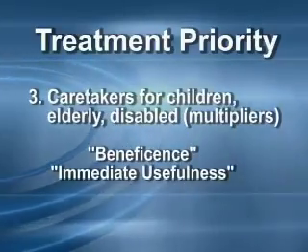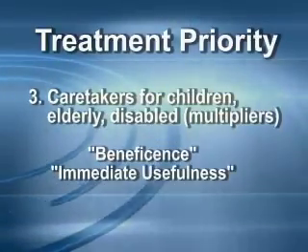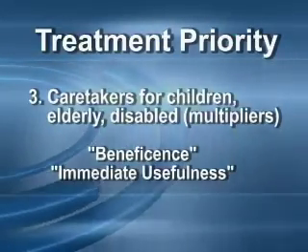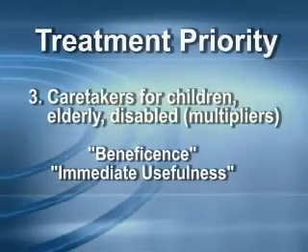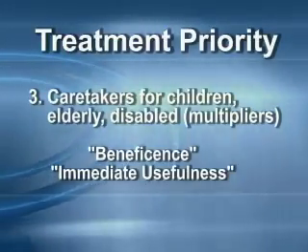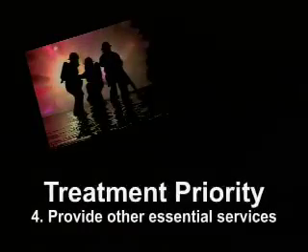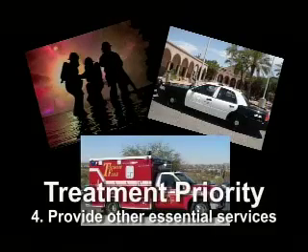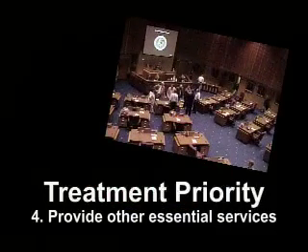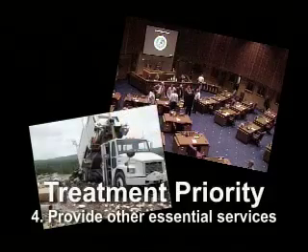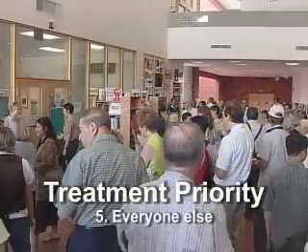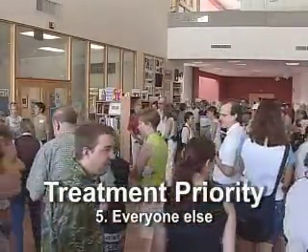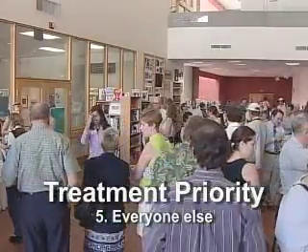Caretakers for children, the elderly, and the disabled should be the next group to receive healthcare resources, since people in a caretaker role can also have a multiplier effect. This is based on the principles of beneficence and, again, immediate usefulness. The fourth group should be those who provide other essential services, such as police and fire protection, key communication personnel, societal leaders and key administrators, and key individuals within public service agencies. Any remaining resources should be fairly distributed to everyone else based on medical need, conservation of resources, and probable benefit.